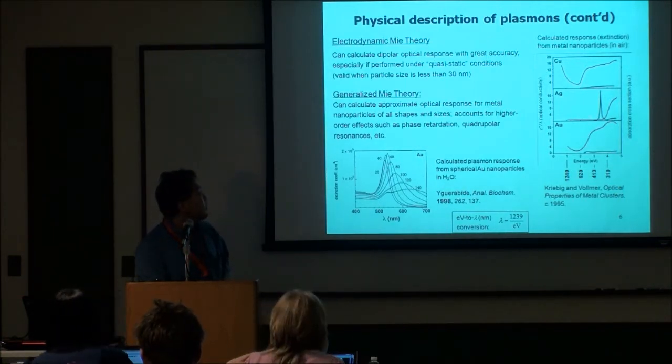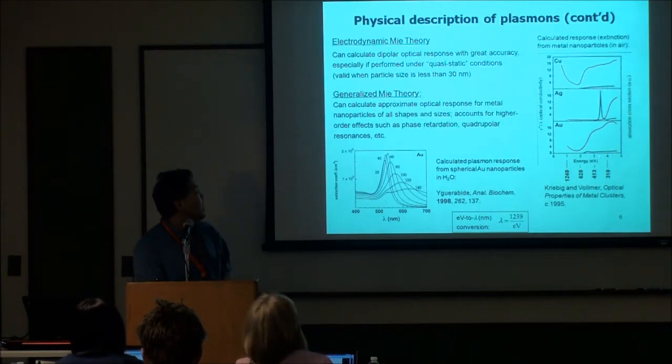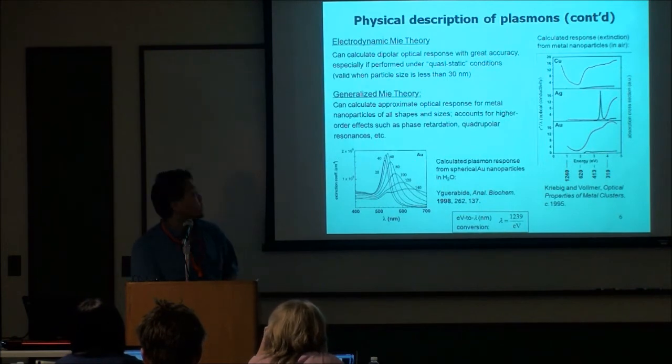Here's silver. You can see that silver's dielectric function, the loss function, is much lower, and so you have a much stronger resonance relative to that of copper. And gold is kind of intermediate. You have some kind of resonance, but the loss function actually extends out into the visible range.